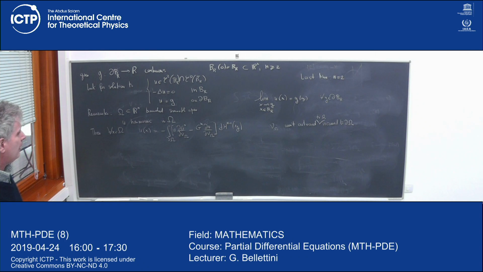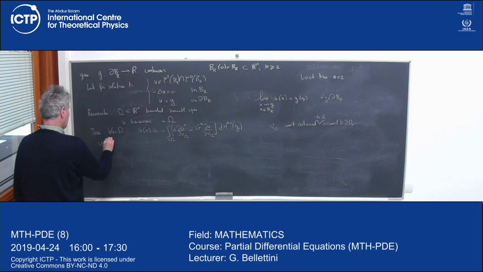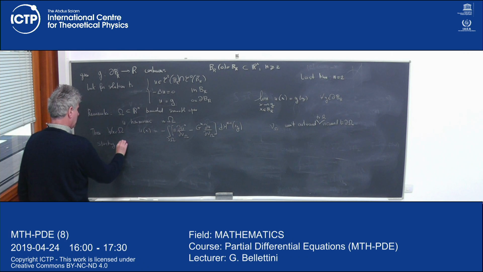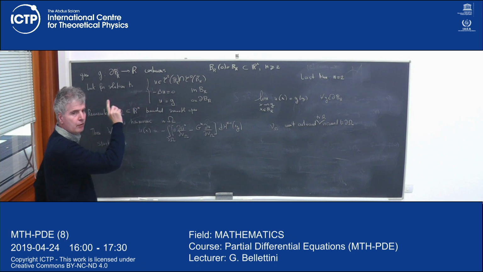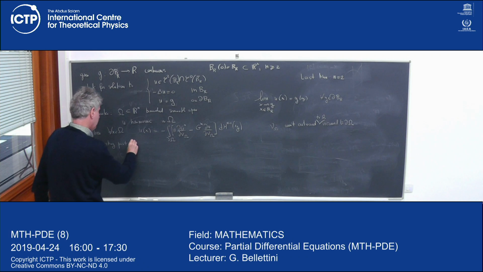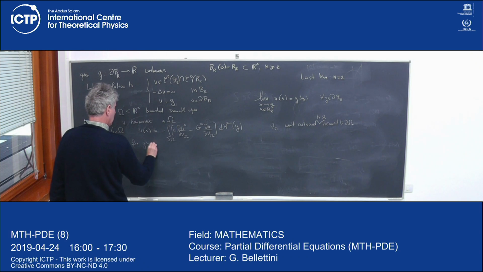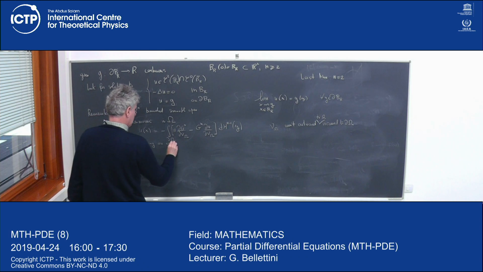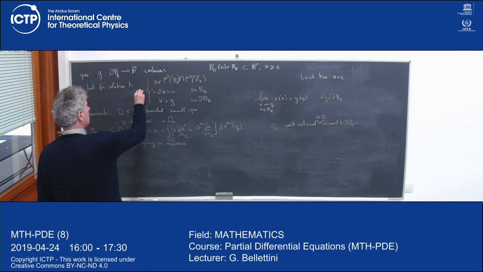So we have this formula, and we would like to start from this. This is a starting point, not only for showing existence of a solution, but also for giving an explicit formula for the solution itself. So, a starting point for giving an expression for the solution of this Dirichlet problem here.